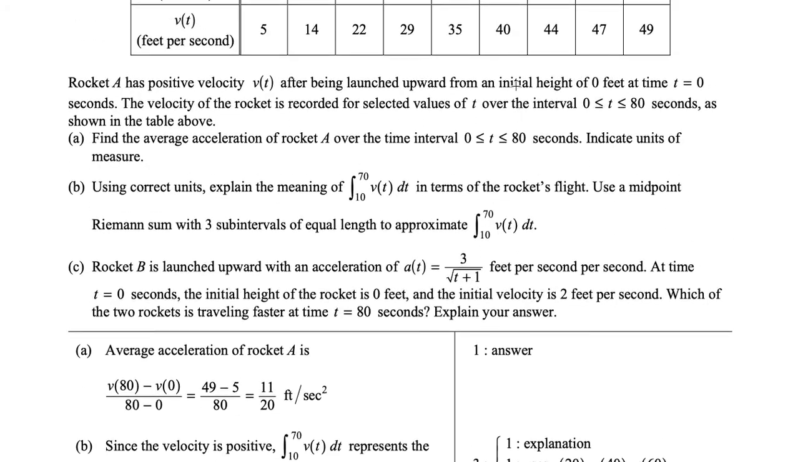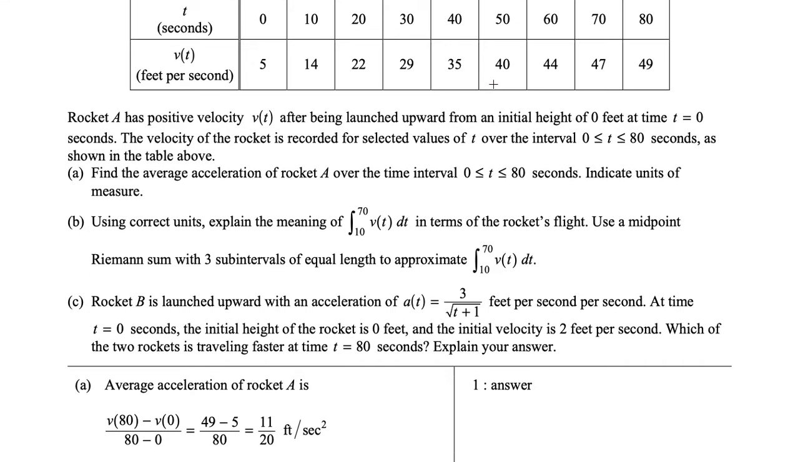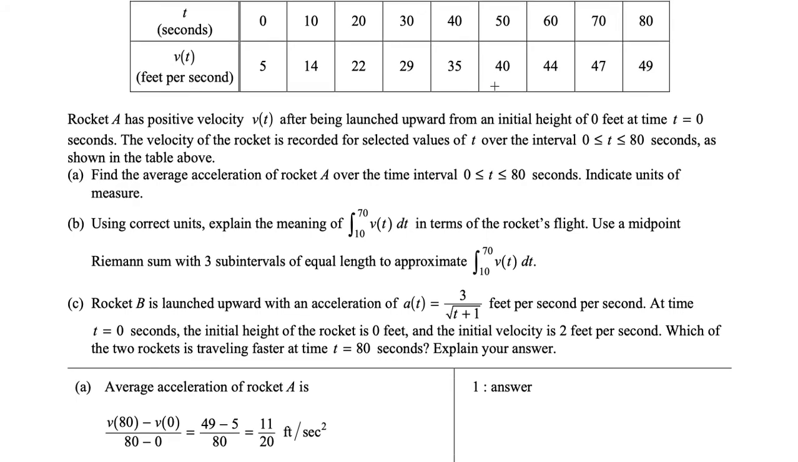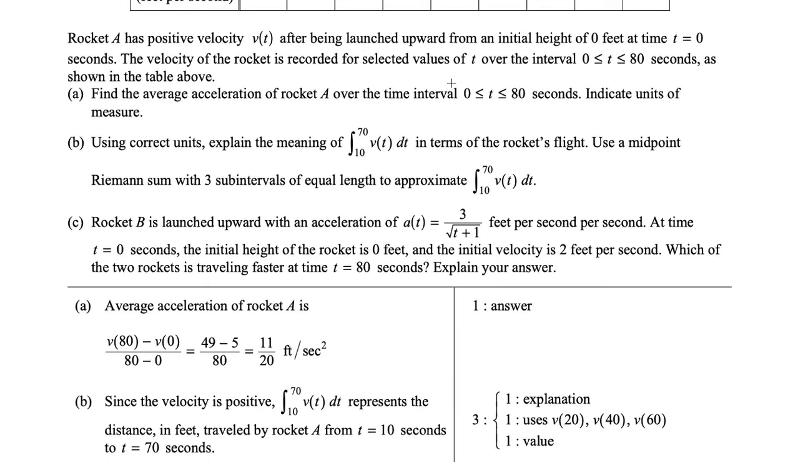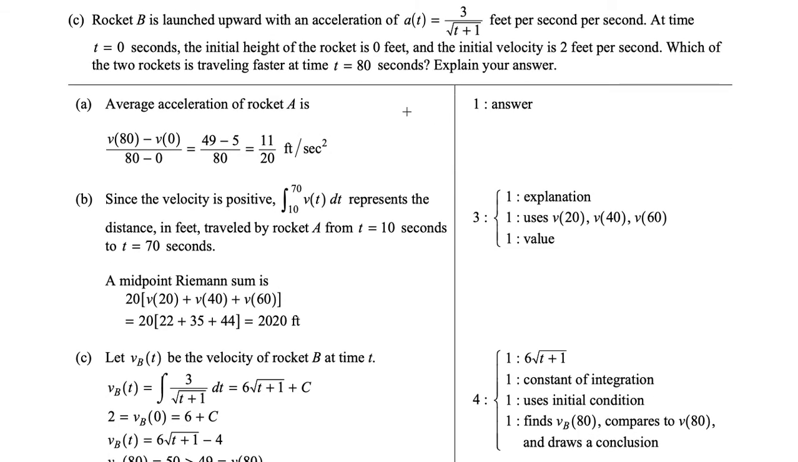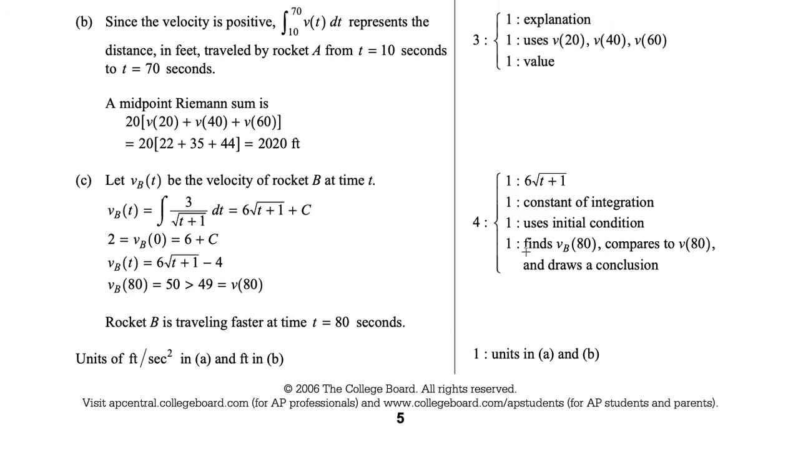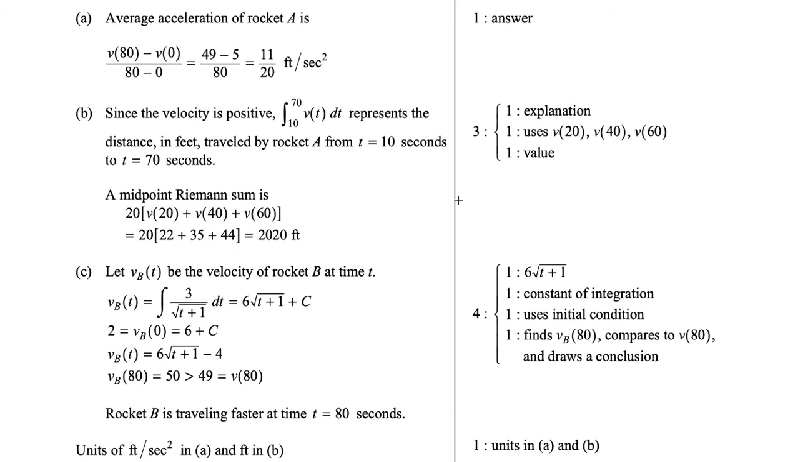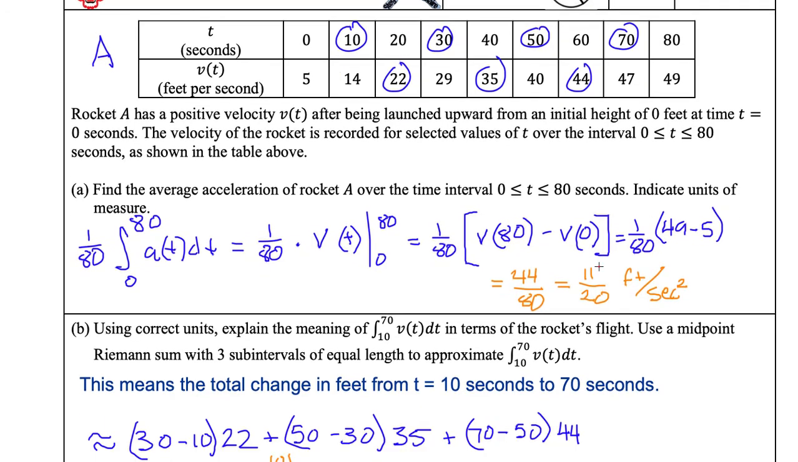All right, so for scoring, it turns out there actually was a solution guide. It's from 2006, right? This is the right one. Yes, all right, so this is 2006, question number 4, version A. You get 1 point for part A if you just get the correct answer. Notice that for the units at the very end, if you get the units correct in both A and B, then you get the point. If you miss it in A or miss it in B, then you lose the point. So for now, just give yourself +1 if you got 11 over 20.